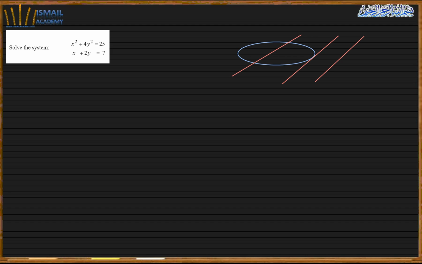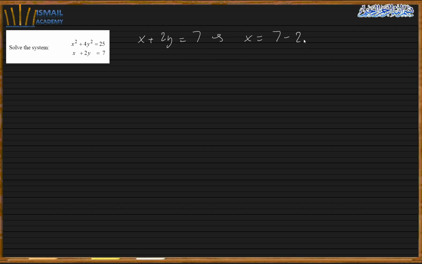So here let's do substitution, it is the best way here. So I will start with the second equation. I will have x plus 2y equals 7. So x will be equal to 7 minus 2y. I'm not going to solve for y because I don't want to end up having a fraction. If I solve for y I have to divide by 2 and I hate fractions.